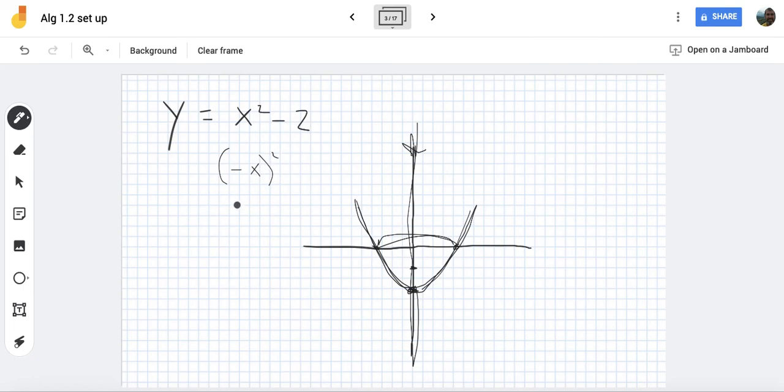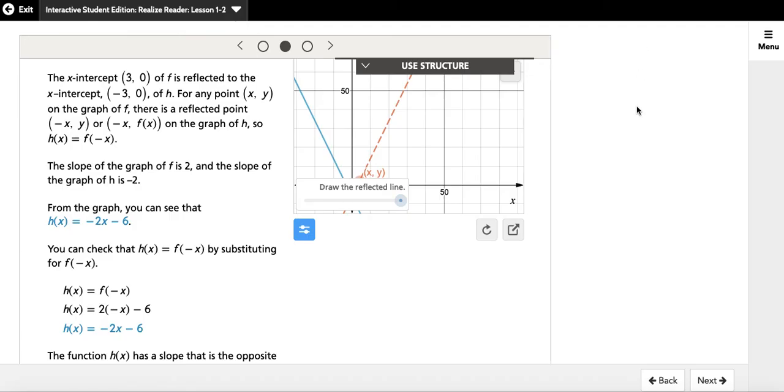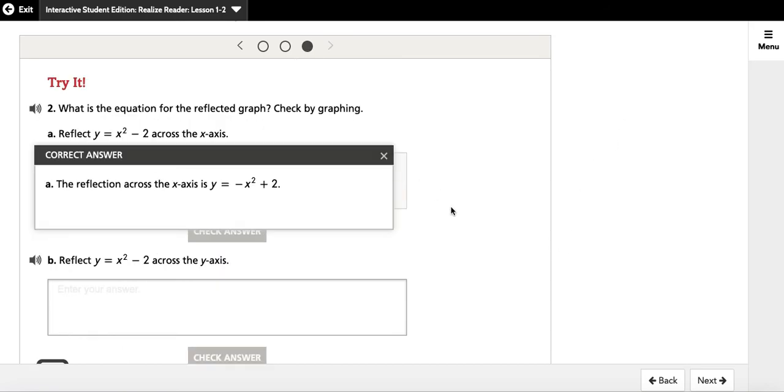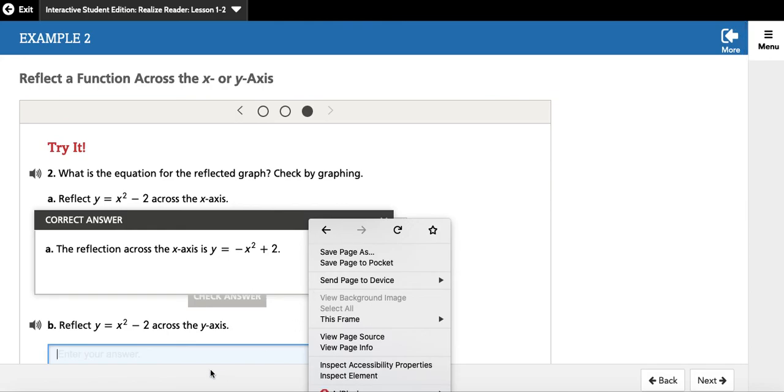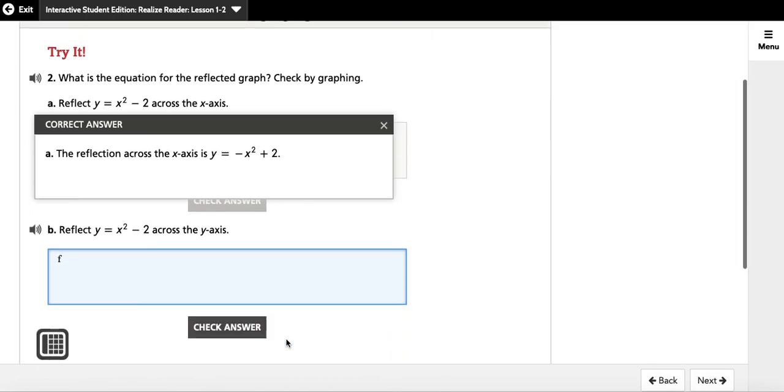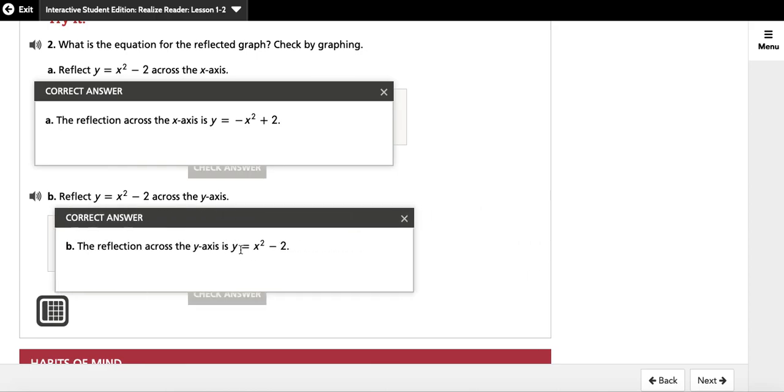When I square the negative x, I still get x squared minus 2. Okay, let's see what they wrote. They wrote that it's still y equals x squared minus 2. Yep.